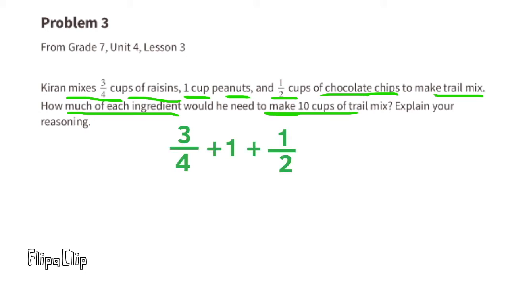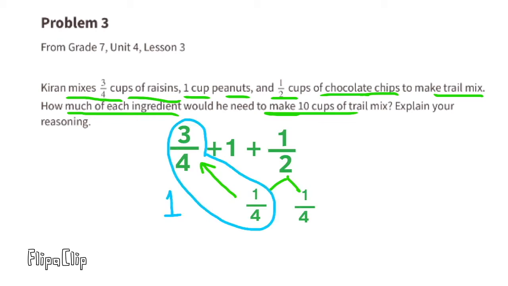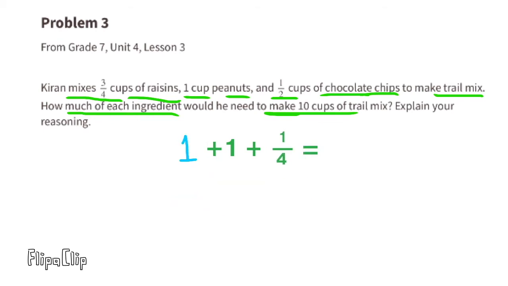Let's use the information they gave us to see how many cups of trail mix this recipe makes. 3/4 of a cup plus 1 cup plus a half a cup. A half a cup is the same as 1/4 plus 1/4, and if I add one of those fourths to the 3/4, that would total 4/4, or 1 cup. Now we can add 1 cup plus 1 cup plus the 1/4 cup that was left over, and we have a total of 2 1/4 cups. This tells me that Kieran's recipe makes 2 1/4 cups of trail mix.